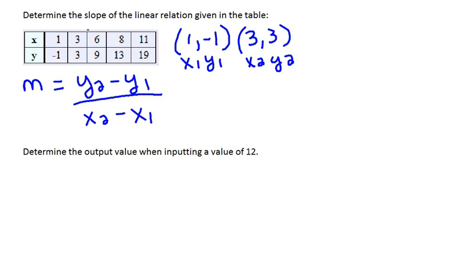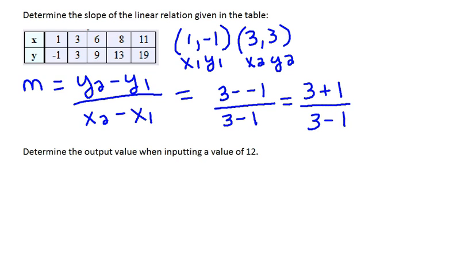And we just substitute these into the equation. So that would be 3 minus negative 1 over 3 minus 1. The double negatives here become plus, so we have 3 plus 1 over 3 minus 1. 3 plus 1 is 4. 3 minus 1 is 2. So our slope is 2. So when it says determine the slope of the linear relation, our answer is going to be 2.